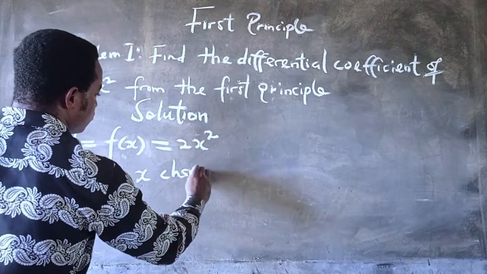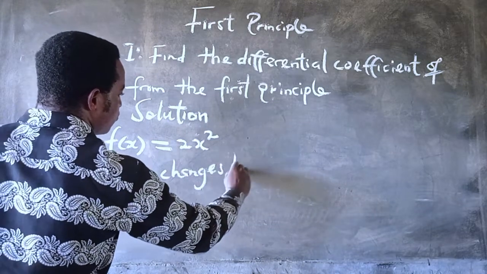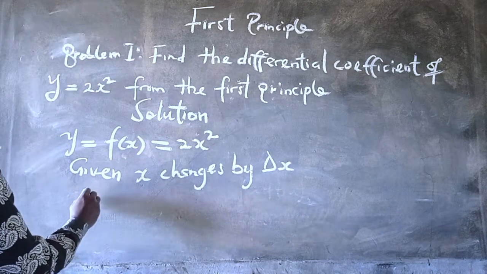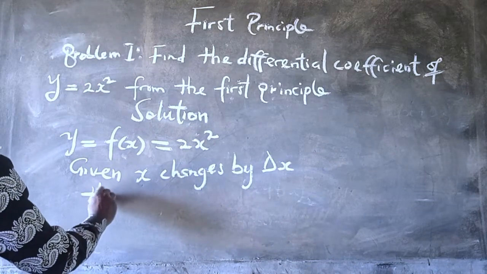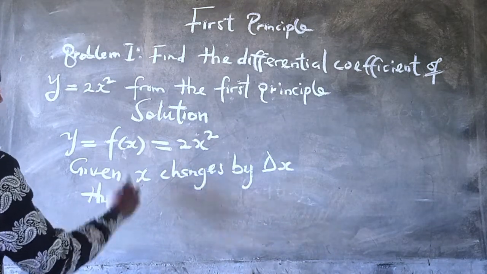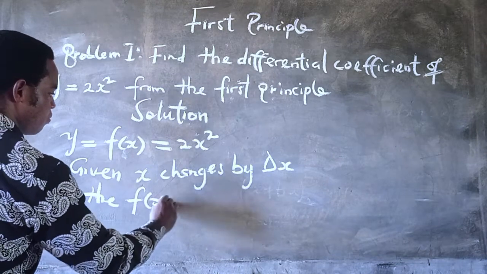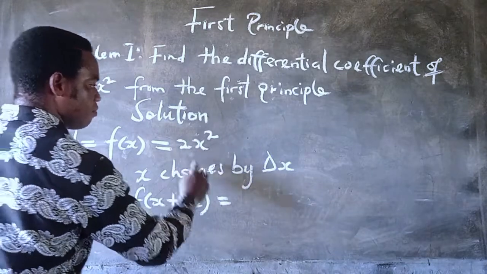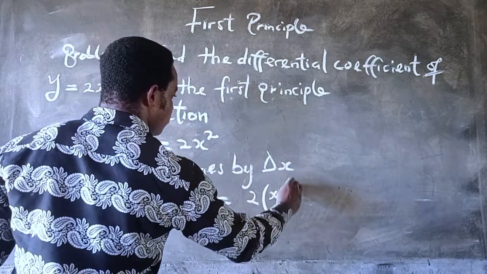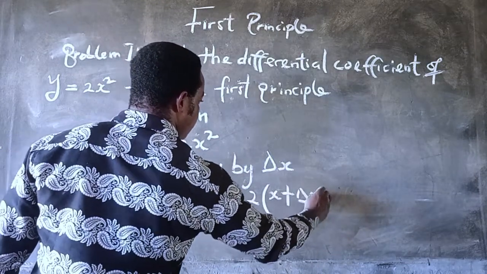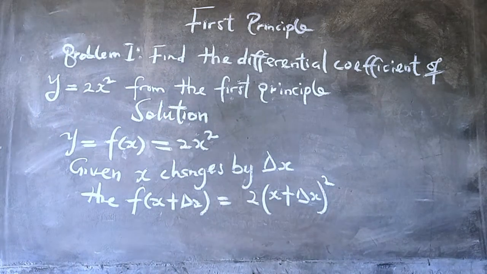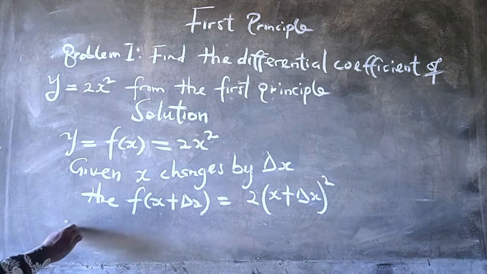Given x changes by delta x, this is a term we will be using in this lesson. So if x changes by delta x, f of x is 2x squared. So what will be f of x plus delta x? It's going to be 2 into x plus delta x squared. Just put x plus delta x anywhere you see x.